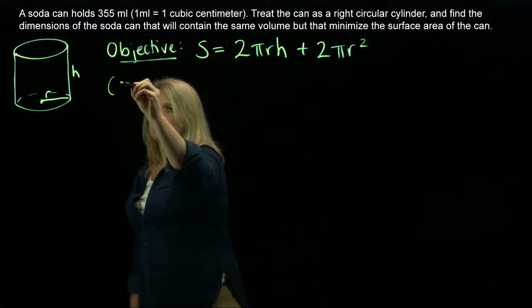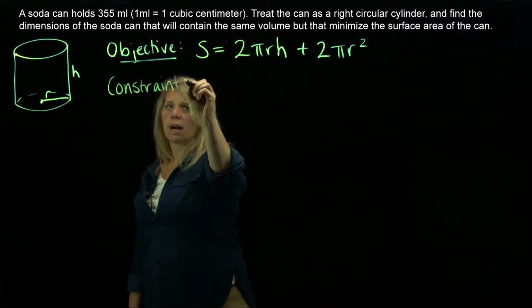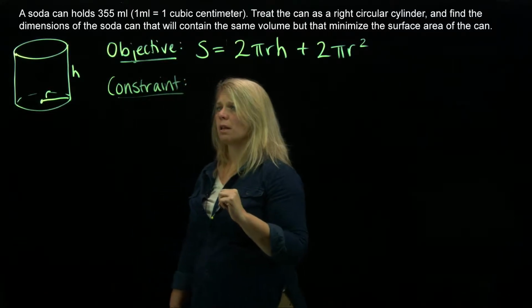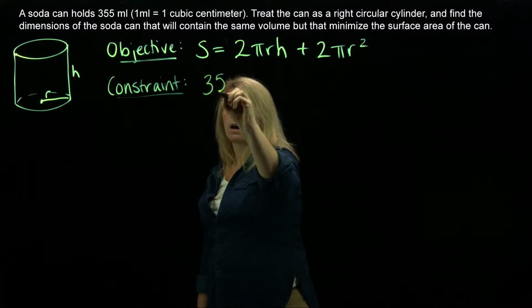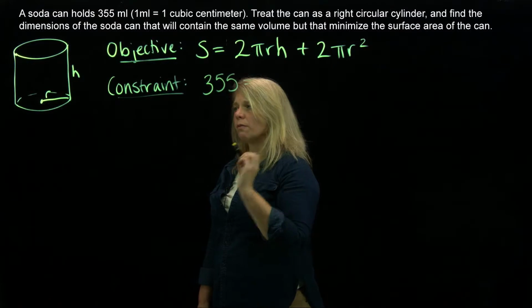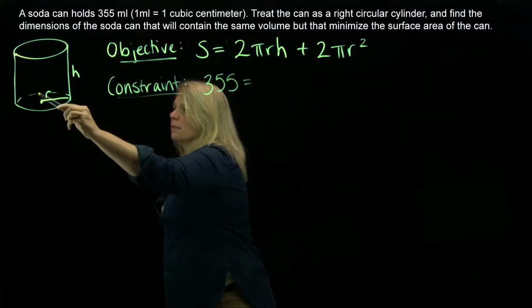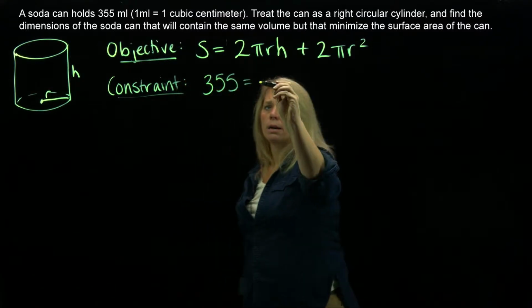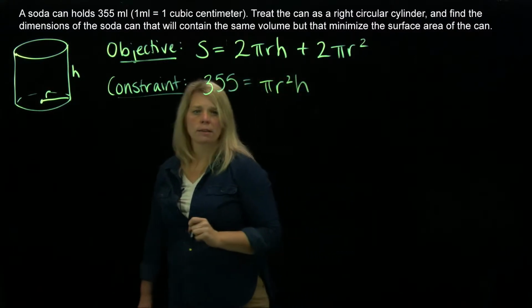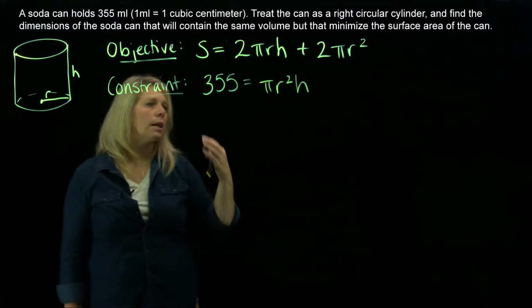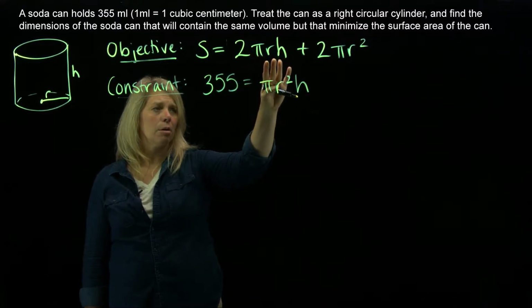Our constraint is that we want to keep the volume 355 cubic centimeters or milliliters. So our constraint is about volume. 355 should be the volume. Volume of a cylinder is area of the base times the height. So the area of the base is pi r squared times the height. All right, so there's our constraint. On all of these problems, the next main step is going to be to solve your constraint for one of the variables so that you can substitute into the other equation.